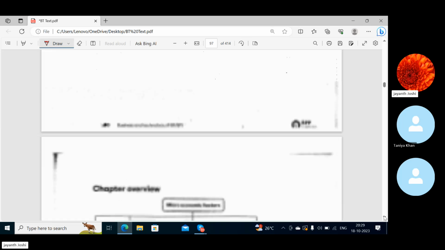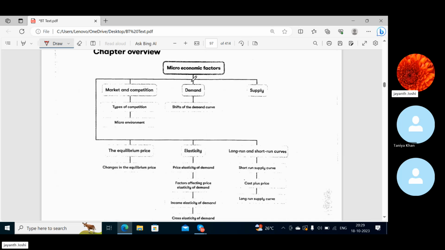So now there is a small chart in which you're going to see the factors we are discussing. We're discussing demand, supply, how the demand curve shifts. Okay, what makes the demand curve shift? Then market and competition. We are going to study what types of competition there are: perfect competition, imperfect competition. Okay, perfect markets, imperfect markets. Then micro environment, and then equilibrium price, then changes in equilibrium price. The price at which your supply and demand are equal is the equilibrium price.